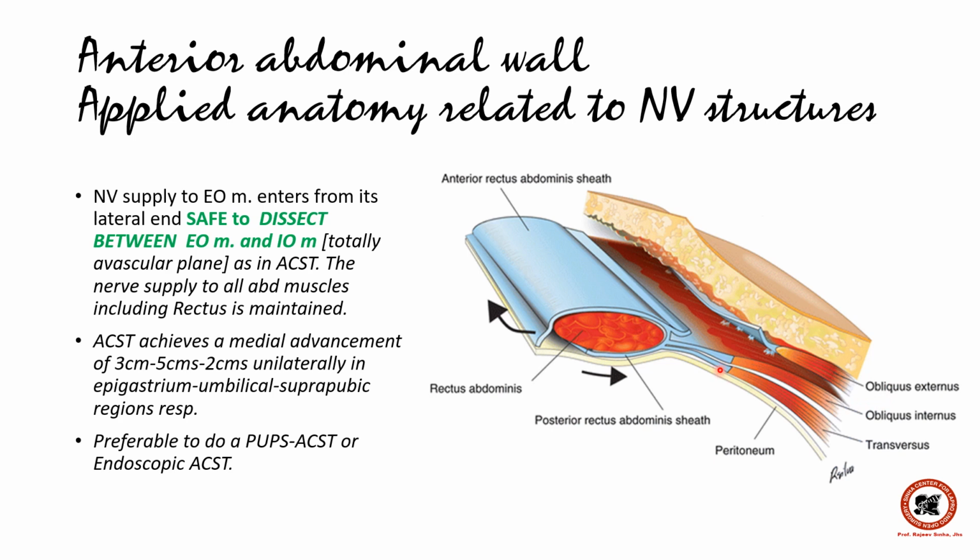Now, ACST achieves a medial advancement of 3, 5, and 2 centimeters unilaterally, at the epigastrium, umbilicus, and pubic bone respectively. And I said earlier, because this whole flap is being mobilized here, and the perforator is coming from here, it's always better to do a PUPS ACST or endoscopic ACST.